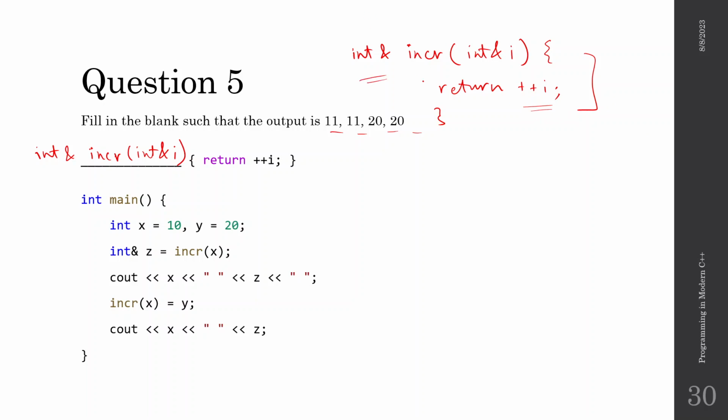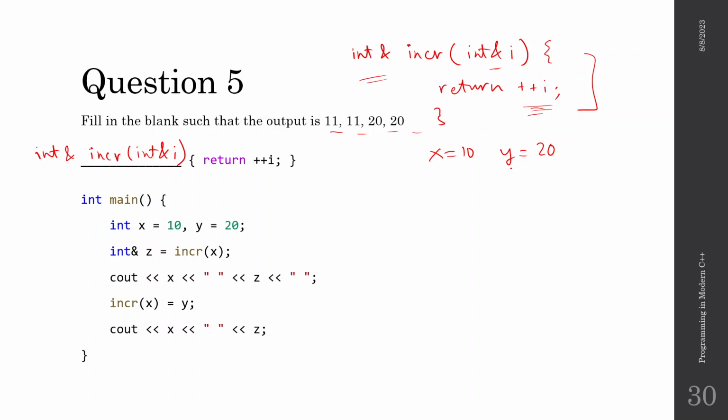Now as I said, pointers and references are different things, but you can conceptually think in the same way: we accept a pointer to something, or a memory location of some place, and then we increment it and then we return the location back. Now we come to the main function. So x is equal to 10 and y is equal to 20.